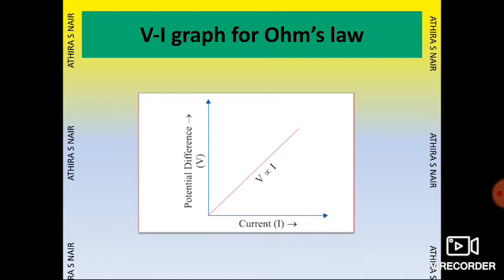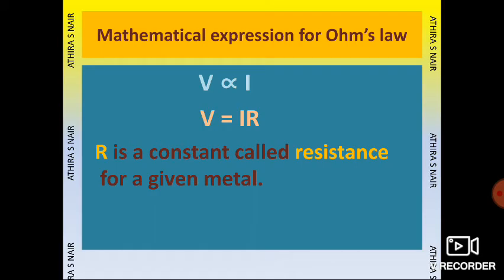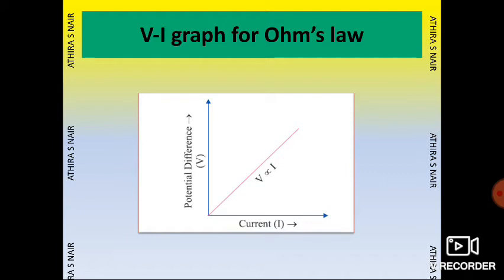VI graph for Ohm's law. Here in this graph you can see on x-axis current and on y-axis potential difference is there. And here the graph is a straight line, as you know that V is directly proportional to I. That's why the graph is a straight line.